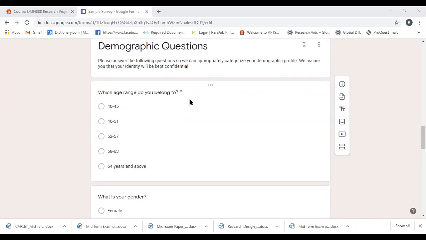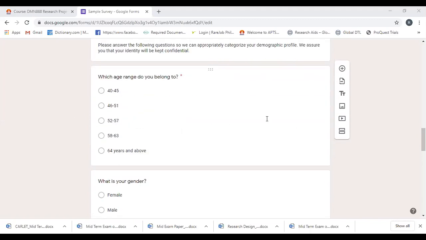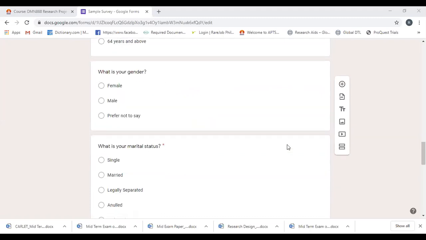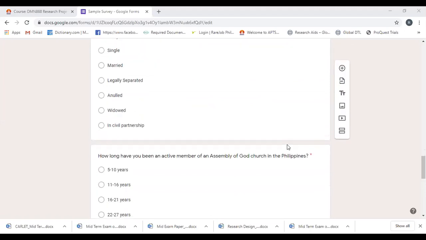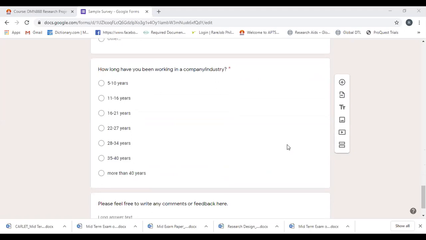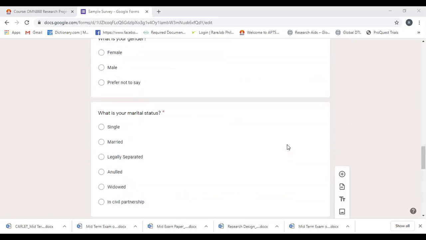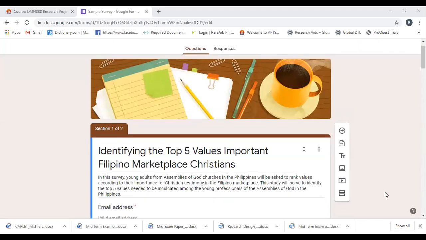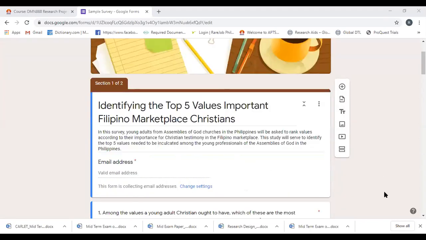The demographics again are important because you will use this to interpret the data. You will not be able to interpret data without demographic information. So this is an example. Google Forms is so easy to use. Okay, do you have any questions about surveys?